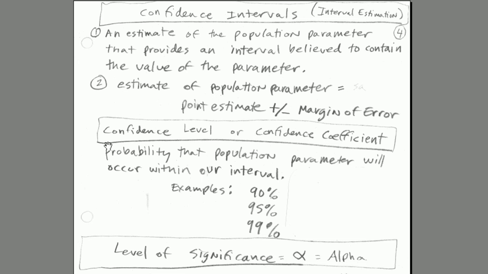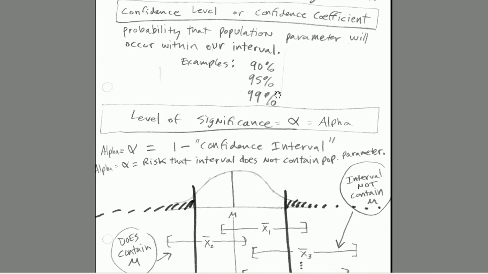Now, we've been talking about 90%, 95%, 99% confidence intervals. So the confidence level or confidence coefficient, this textbook says confidence coefficient, I tend to say confidence level, that's the probability that your population parameter is in the interval. So 90, 95, 99. Now, that other little bit of probability, 10, 5, 1, is called level of significance or alpha. And that's the risk or the probability that the interval does not contain the population parameter.